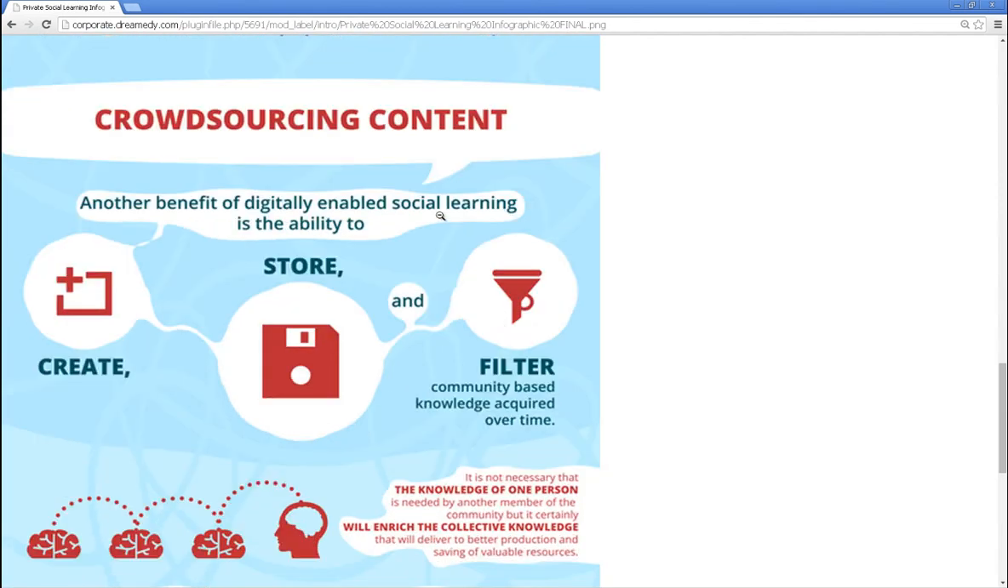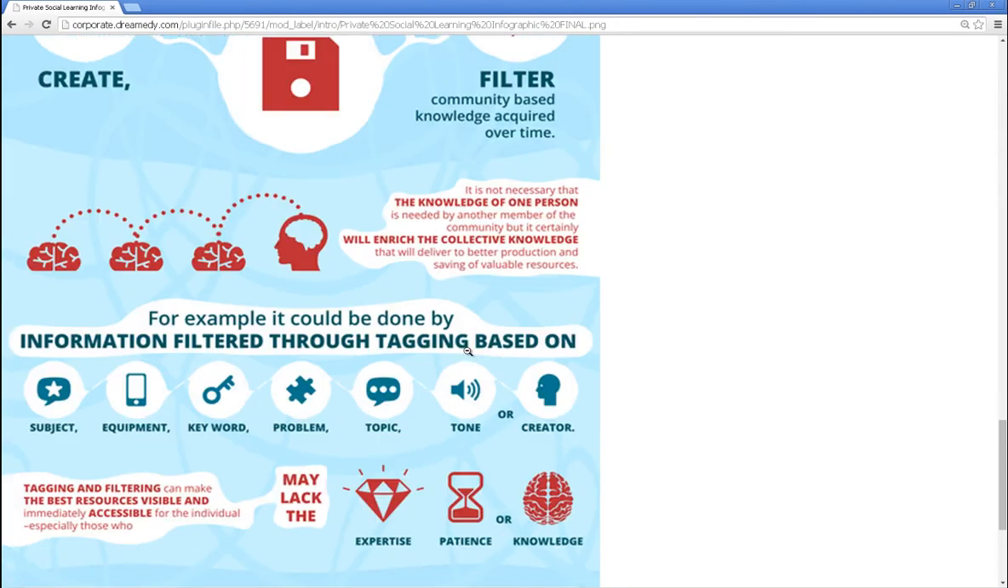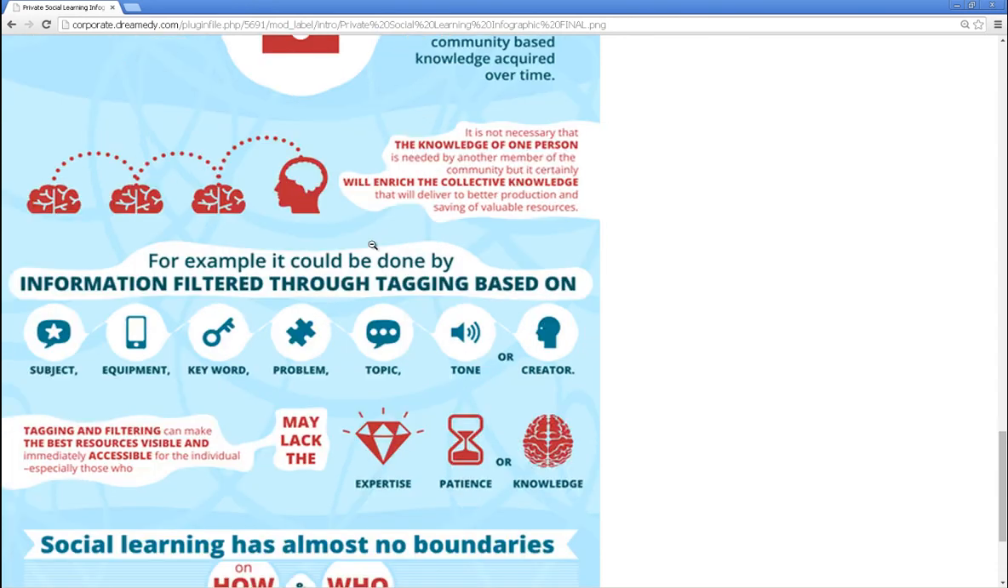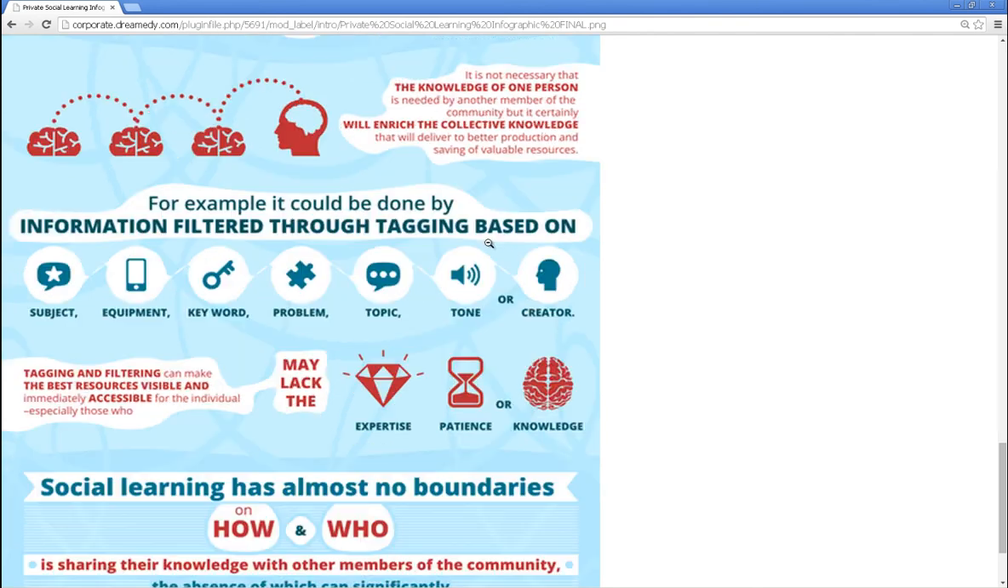When you crowdsource content, you have the benefit of digitally enabled social learning. So you can create, store, and filter community-based knowledge acquired over time. It's not necessary that the knowledge of one person is needed by another member of the community, but it certainly will enrich the collective knowledge to deliver better production and saving of valuable resources. And it can be done through information filtered through tagging based on subject, equipment, keyword, problem, topic, tone, or creator.